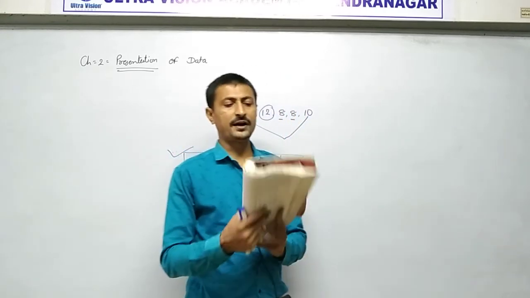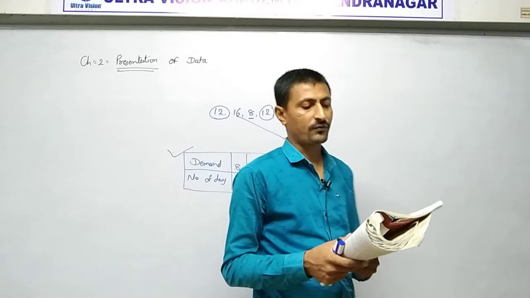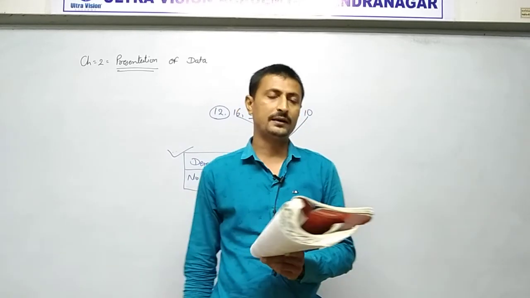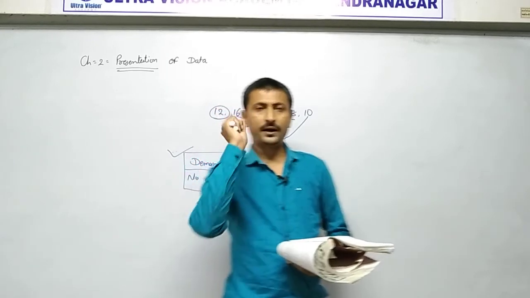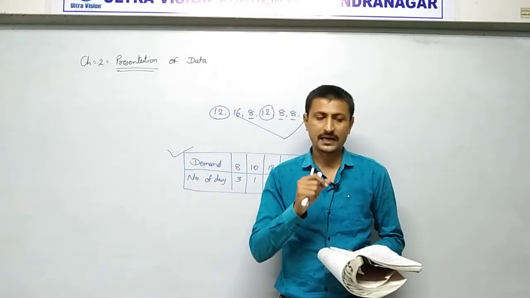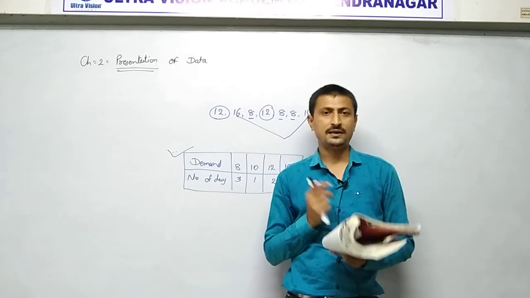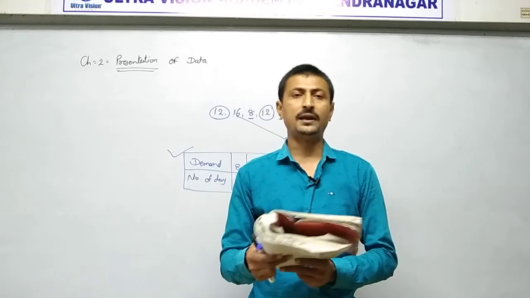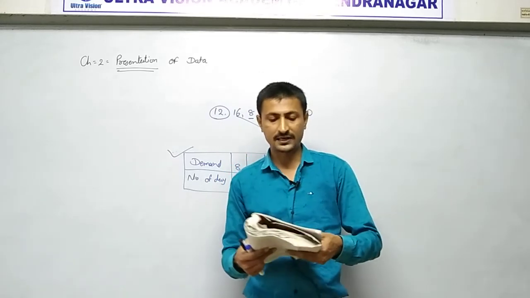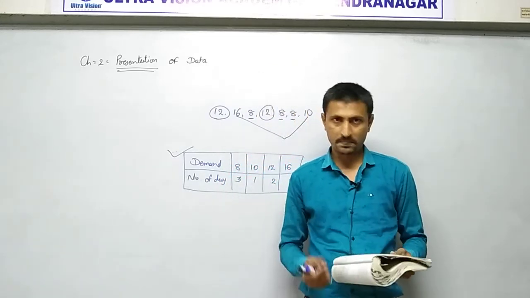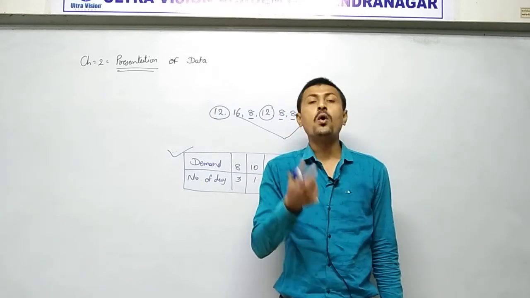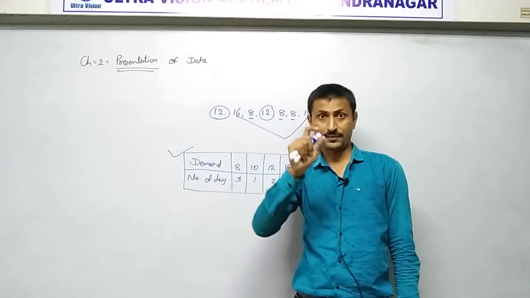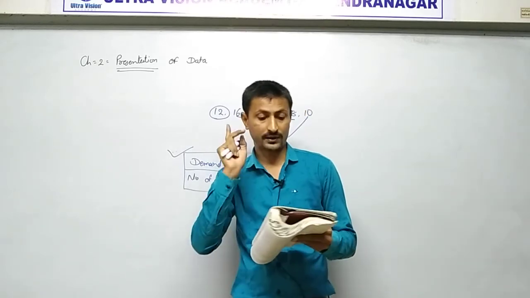Suppose a sample of 100 families is selected from the area and information regarding the number of children per family is collected. 100 observations regarding the number of children per family are collected, and this data is called ungrouped or raw data. The first time information is collected, it is always raw or ungrouped data.